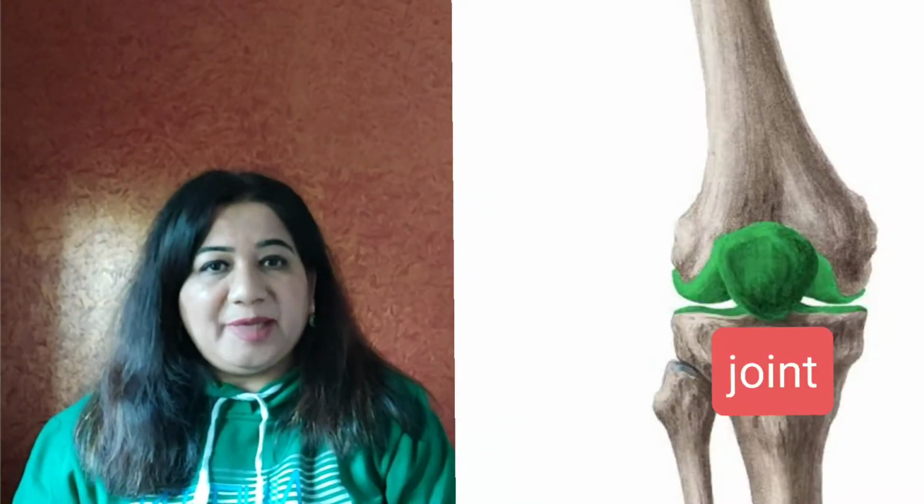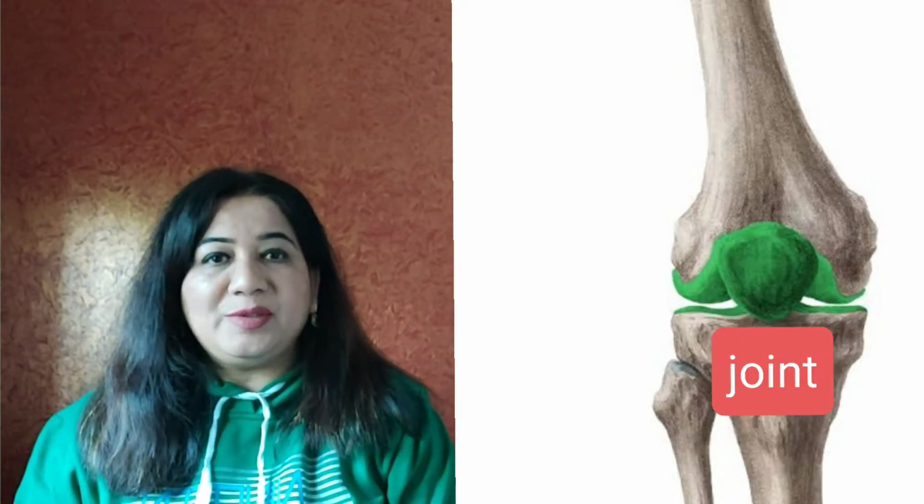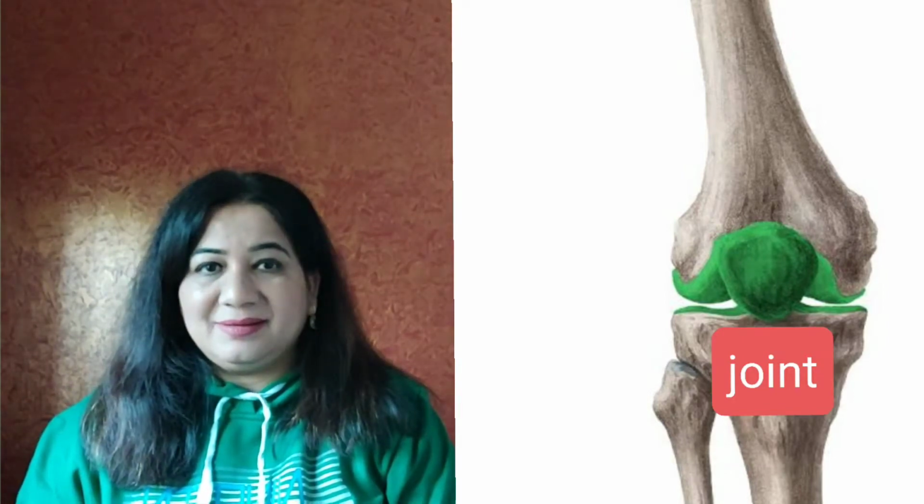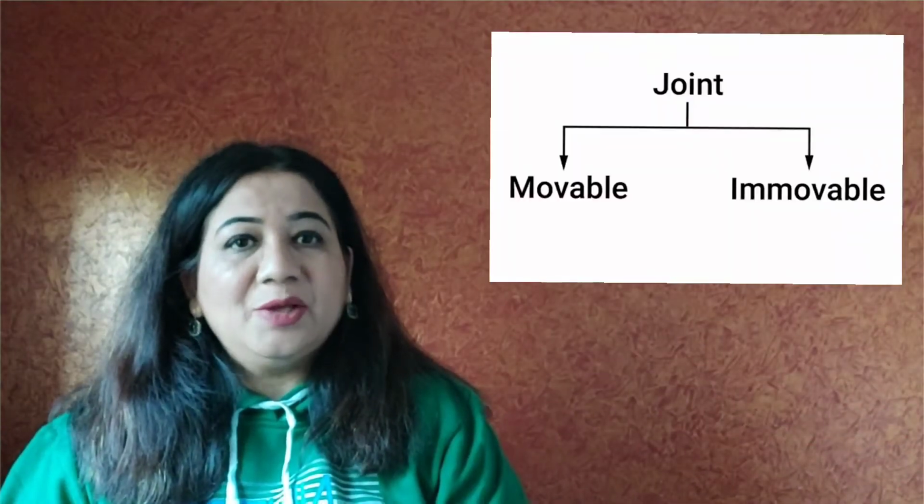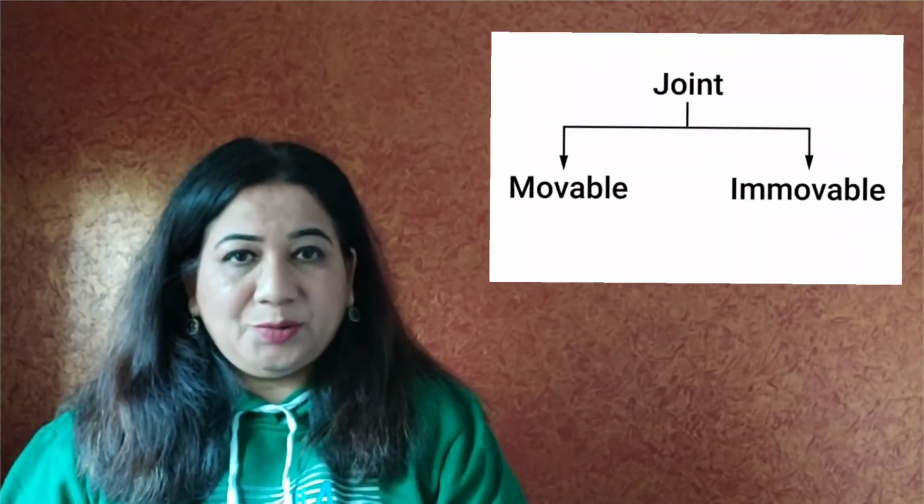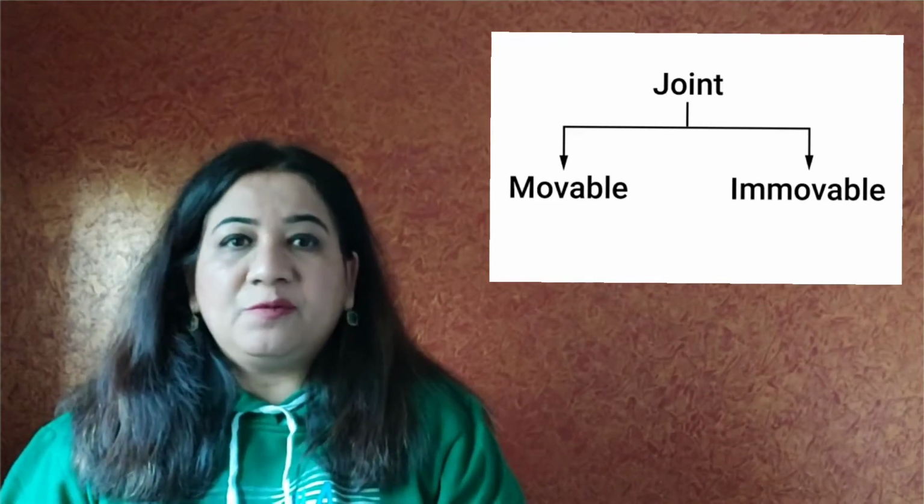Hi, in this video, we are going to learn about the types of joints and their movements. A joint is a place where two or more bones are joined together. Joints allow flexibility to our body by helping us in various body movements like dancing, swimming, eating food, writing. But not all joints allow movement. On the basis of this, joints can be classified into movable and immovable joints.